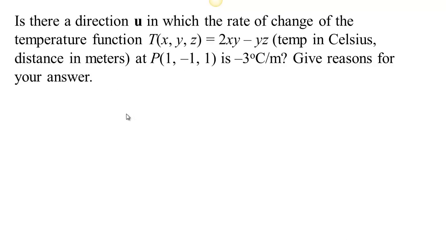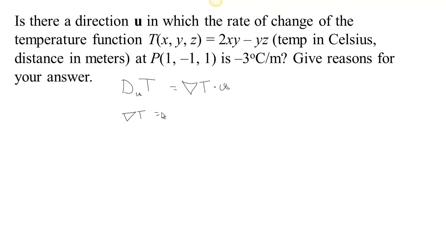Let's do another example here. Now we have a function of 3 variables, and so we want to see, is there a direction u in which the rate of change of the temperature function is -3 degrees Celsius per meter? Okay, so our inputs are lengths in meters, and our output is a measure in degrees Celsius. So what we want to do is figure out, what is the derivative of our function t in the direction of some vector u at a given point 1, -1, 1? So remember, to do that, we'll take the gradient of t and dot it with our unit vector.